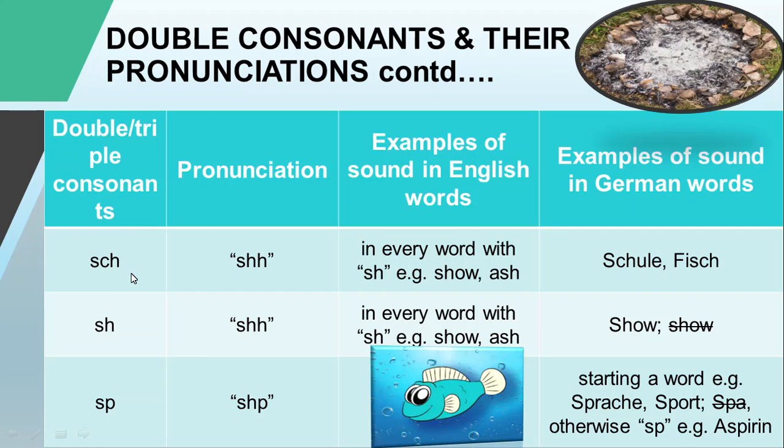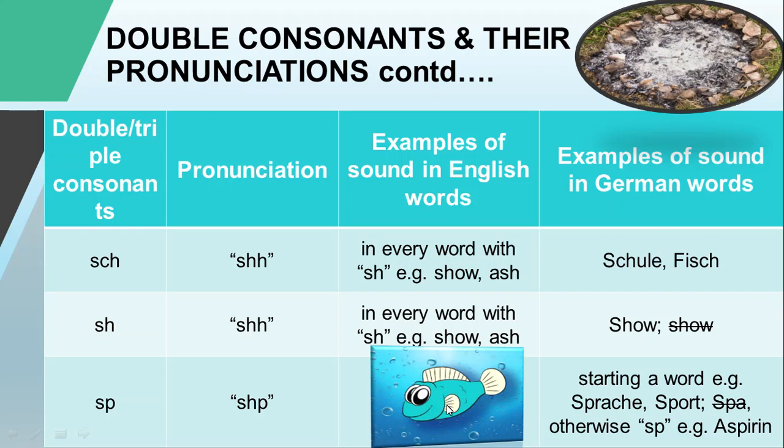Now the sh sound can be heard in every English word starting or having S and H together, like in the examples show or ash, and the sh sound can be heard in German words with SCH in the beginning or at the end of words, like in the examples Schule, which is a school, or Fisch, which is a fish.